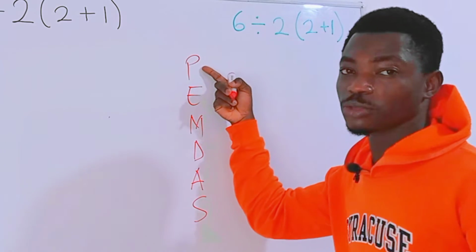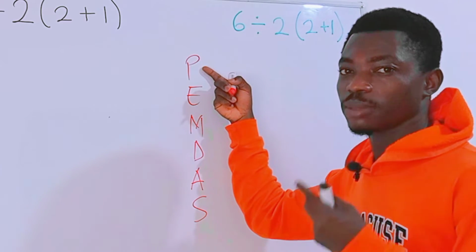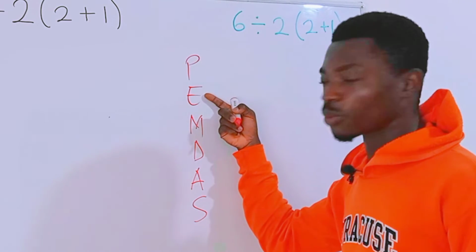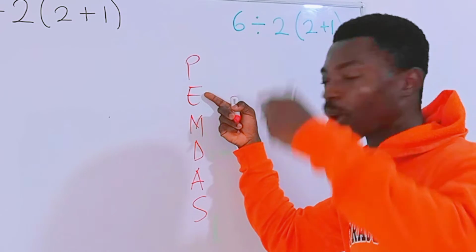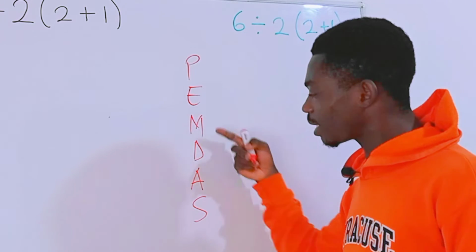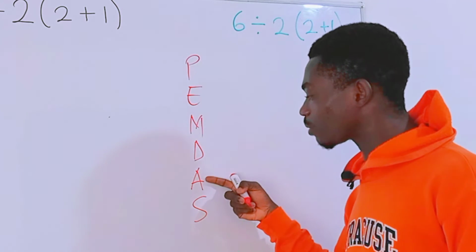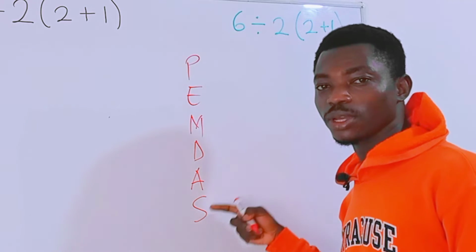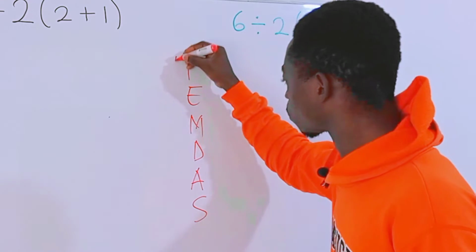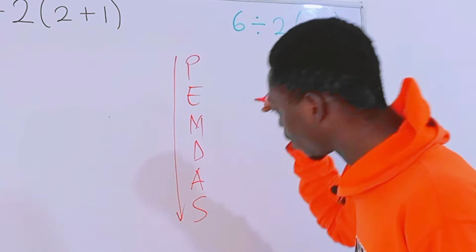PEMDAS. The P stands for parentheses, others call it brackets. The E stands for exponents, that is a number to a certain power. M stands for multiplication, D stands for division, A stands for addition, and then S for subtraction. And this is how it goes. We move from the top to the down like this.